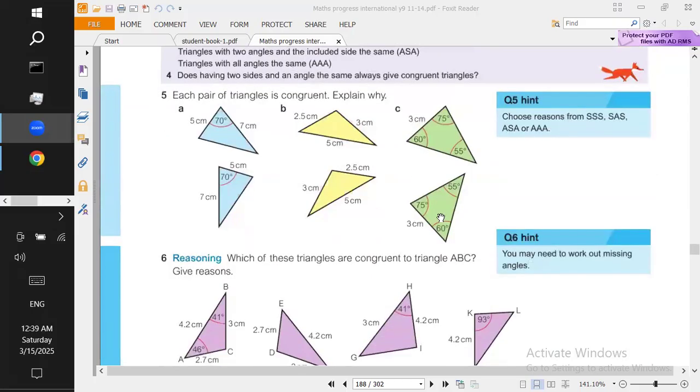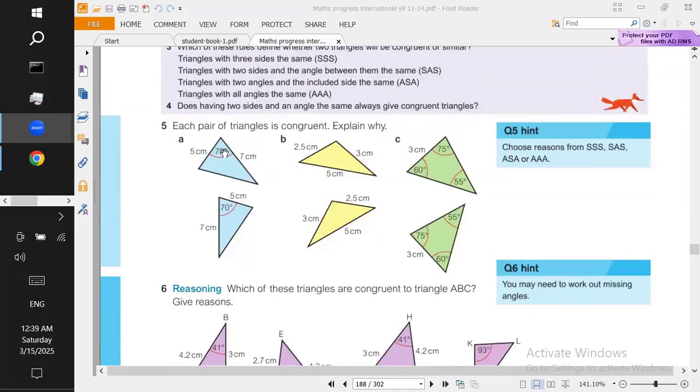For example, let's take a look at the question here. Here we have two triangles. These two triangles are congruent, and the reasons are what? We have one side which is S, an angle which is called A, and another side which is S. So when we write it, we will write S, A, S in this order. It has to be ordered. SAS means side, angle, side, and this means both of them are congruent.